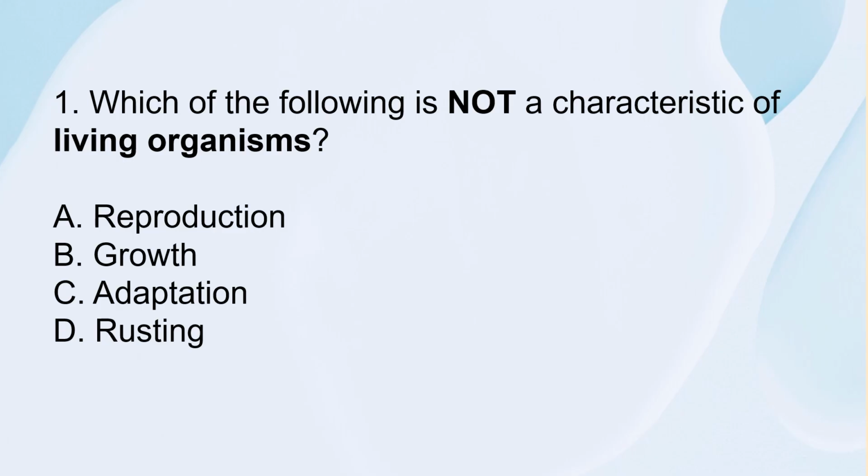Okay, number one, which of the following is not a characteristic of living organisms? Letter A, reproduction, letter B, growth, letter C, adaptation, or letter D, rusting.